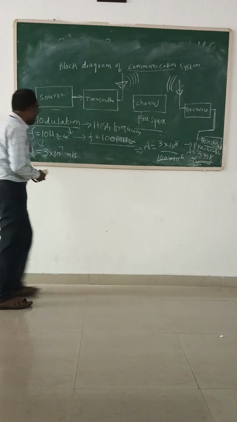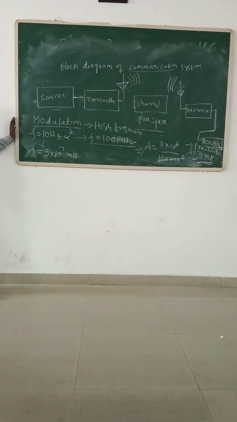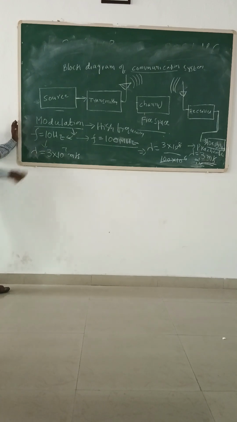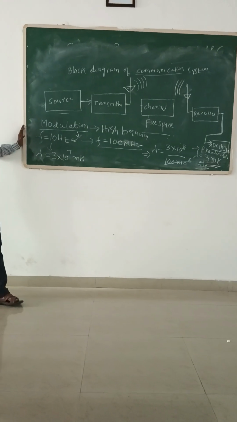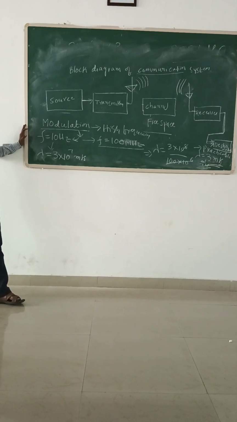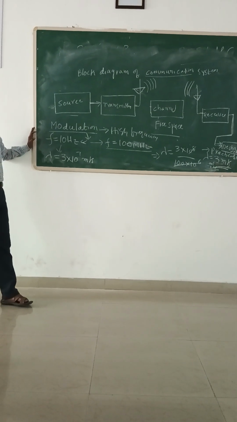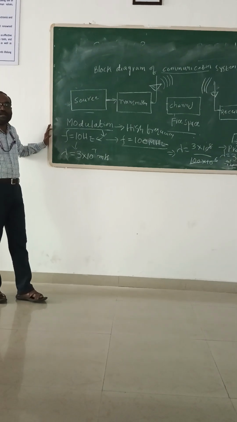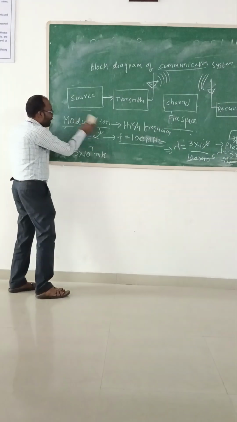So in order to transmit low frequency information signals, we allow modulation inside the transmitter. I have already indicated with a small block that process, which is nothing but converting the low frequency signal into a high frequency signal. We call it a modulation IC.